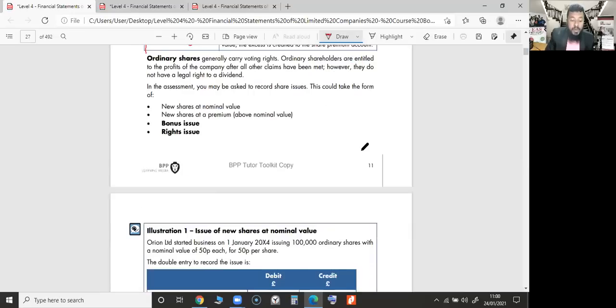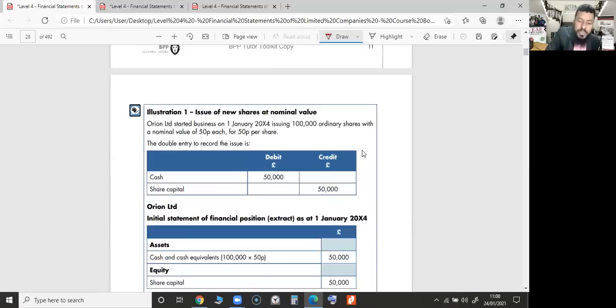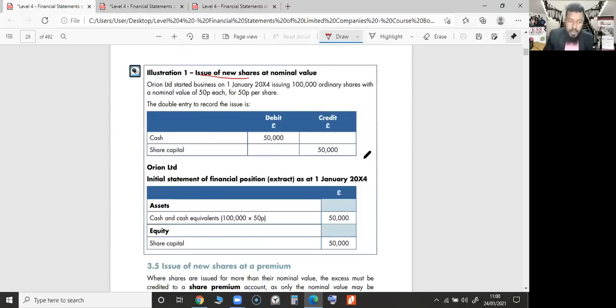Now let's talk about something. Let's put this into effect. Illustration number 1. When you issue shares, how does it work? New shares issue. Yeah, let's do some work now. It's already 11 o'clock, 1 hour gone. Meanwhile, we have lost 10 minutes because of the connection.